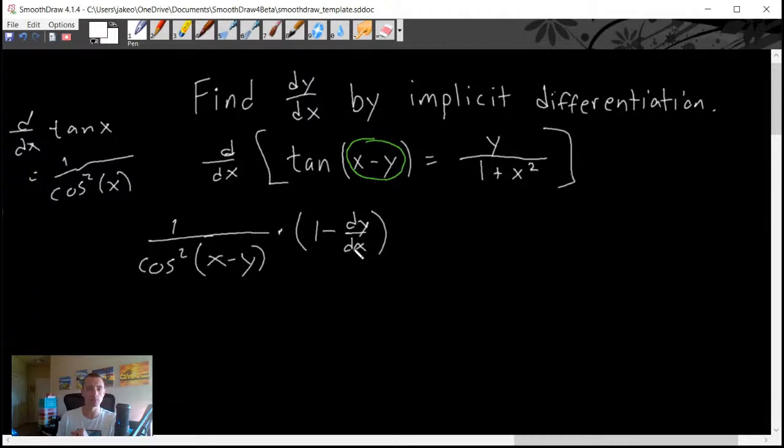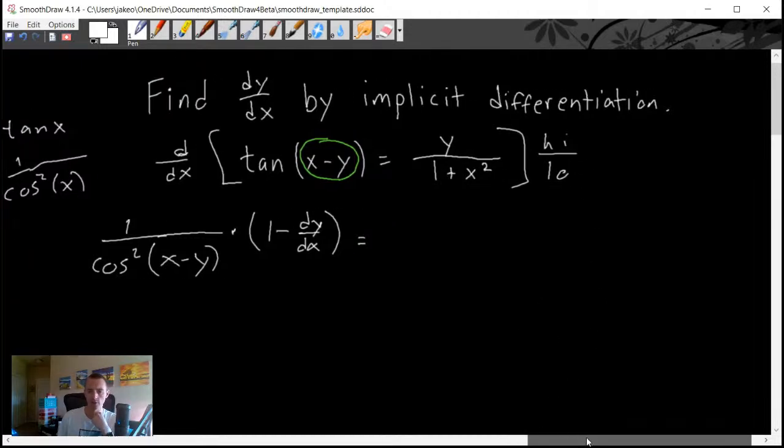So that's going to be the chain rule applied right there. Then over here, we're going to need to apply the quotient rule. Quotient rule says that for the derivative of a fraction like this, you want to call the top of your fraction the high part and the bottom of your fraction the low part, higher and lower. So y is going to be our high, and 1 plus x squared is going to be our low.